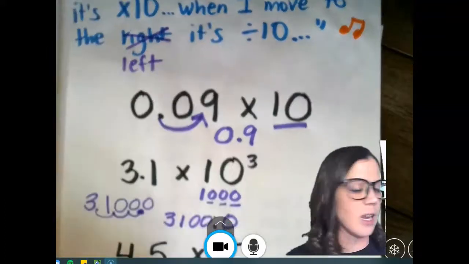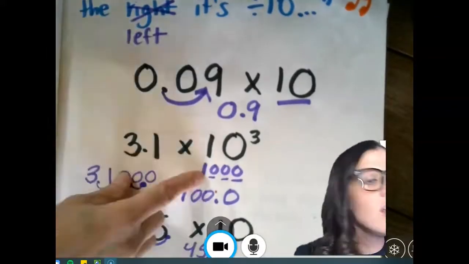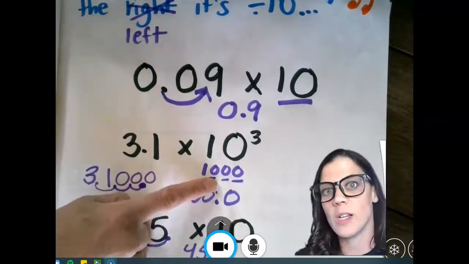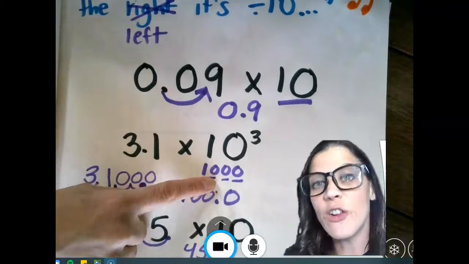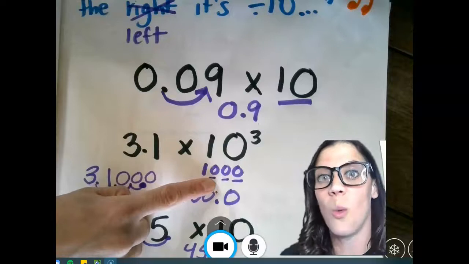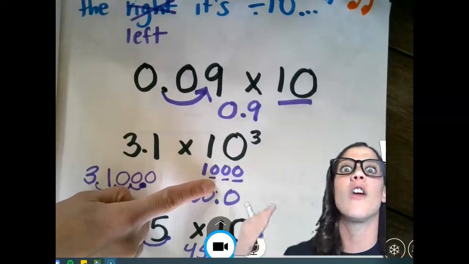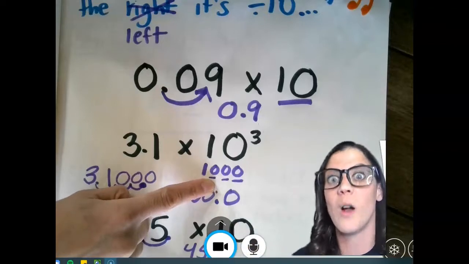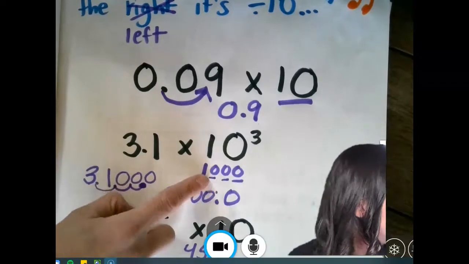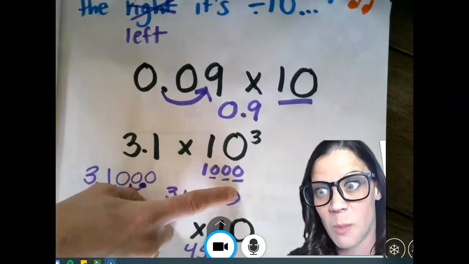Now let's look at this next one. 3 and 1/10 times 10 to the third power, which if you remember, 10 to the third power is actually 1,000. That little 3 actually means that there are 3 zeros after a 1. So it doesn't mean 10 times 3. It means there are 3 zeros. So it means 1,000. That means I need to move my decimal 1, 2, 3 times to the right in order to solve this problem.